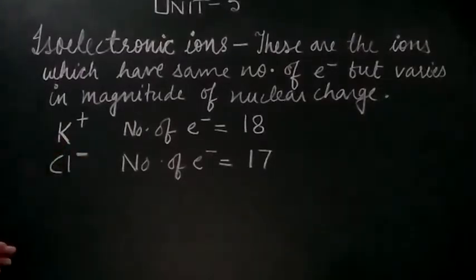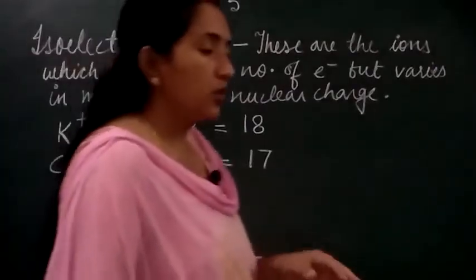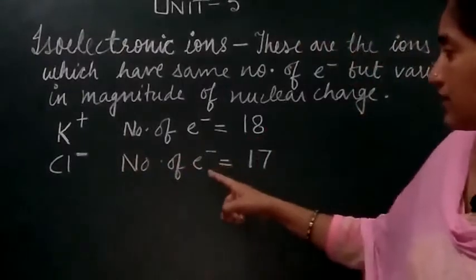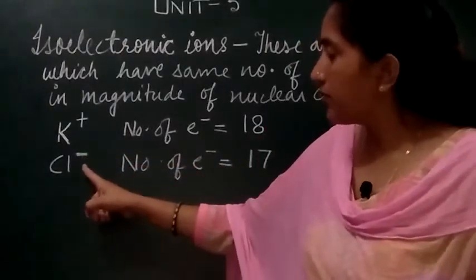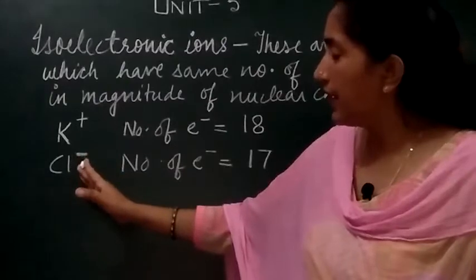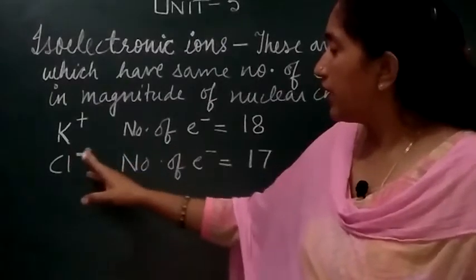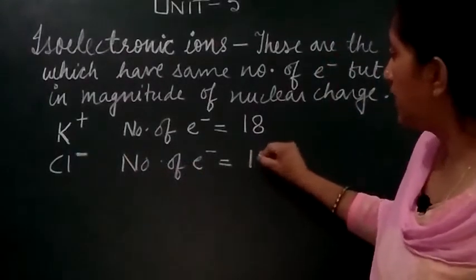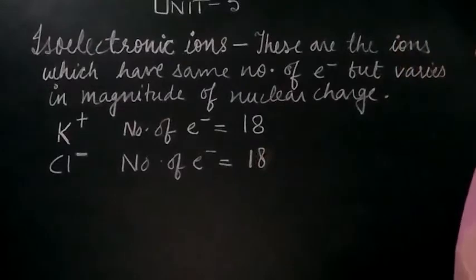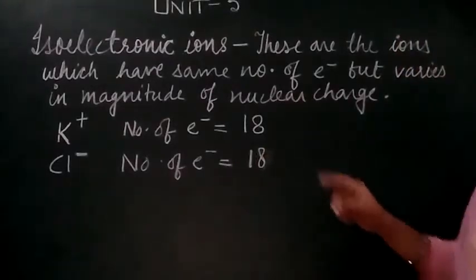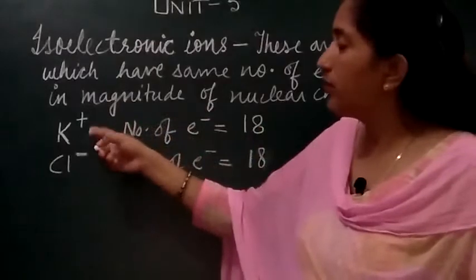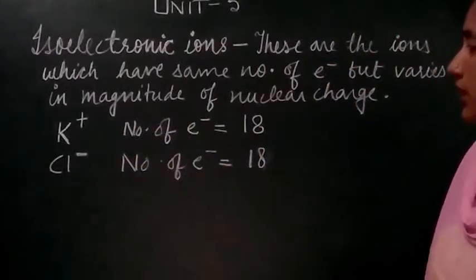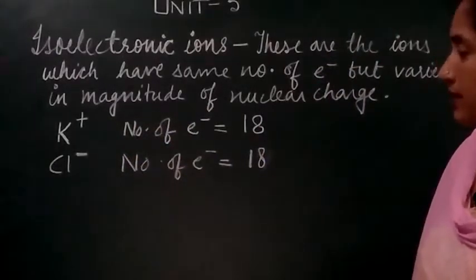That means the number of protons in the nucleus is going to be how much? It will remain 17 here, the number of protons, right? Here only the number of electrons has increased. Sorry, so here it is going to be 18, right? Whereas in the case of the potassium ion, the number of electrons is 18, but the number of protons in the nucleus is going to be 19. So students, they are the isoelectronic species or isoelectronic ions.